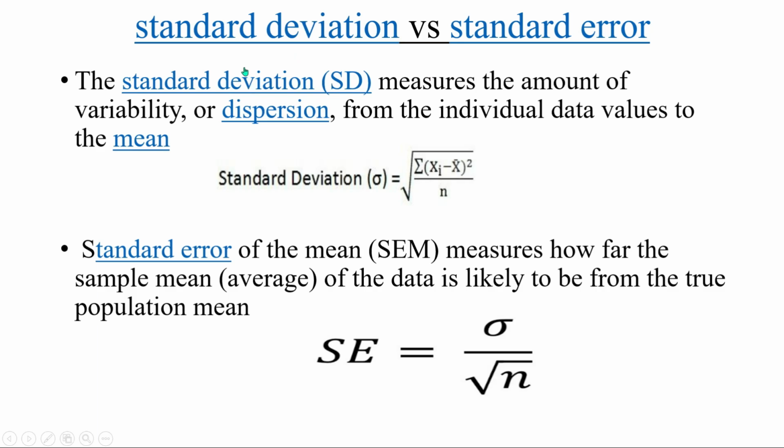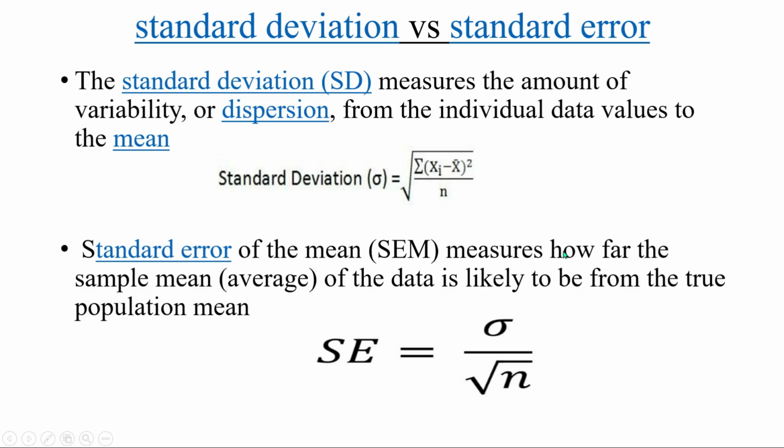First of all, the standard deviation measures the amount of variability from individual data values to the mean. That means it measures the variability of the individual data values from the mean value of these individual data values. The standard deviation formula is this, where xi is each individual data value, x bar is the mean of these data values, and n is the number of data.